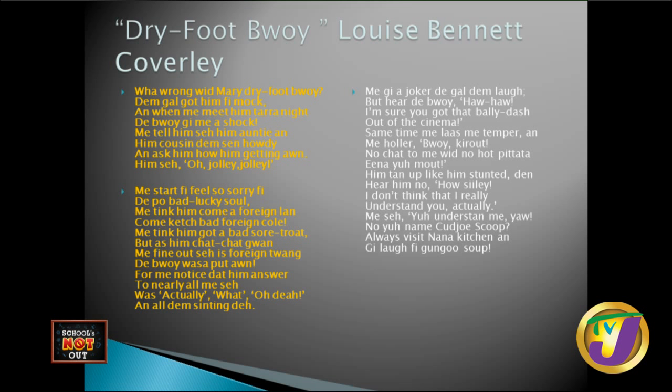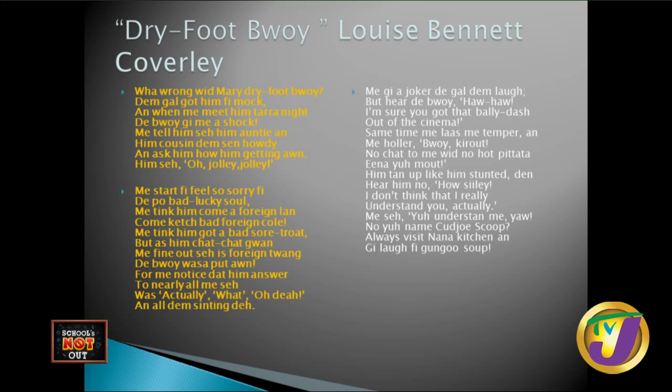Him say, oh jolly, jolly. Me start to feel so sorry for the poor bad lucky soul. Me thinking come a foreign land come catch bad foreign coal. Me thinking got a bad sore throat. But as in chat go on, me find out say it's foreign twang the boy was a put on. For me notice that he answer to nearly all me say was, actually, what? Oh dear. And all them sitting there.